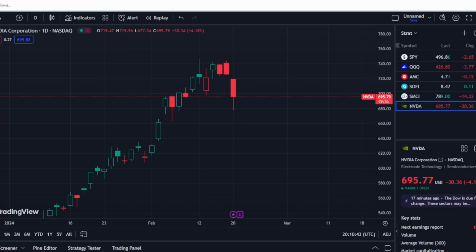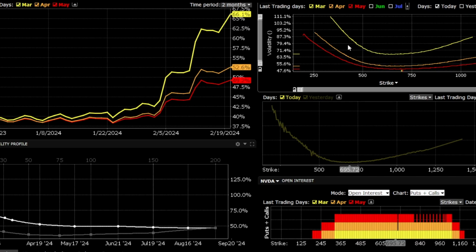What happens in Nvidia before reporting very important information? What should you pay attention to? First, you need to pay attention to volatility. Just take a look at it.